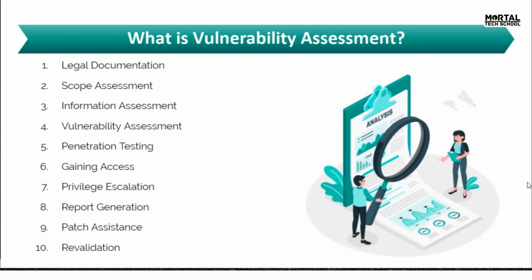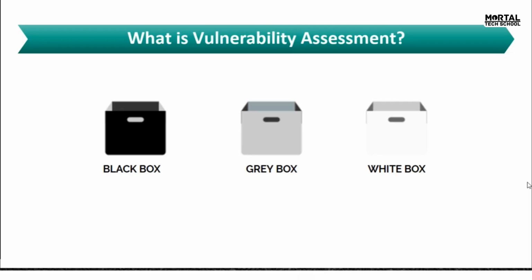The second last step is patch assistance, in which the VAPT or penetration tester is supposed to provide codes to patch the vulnerability. And the last step is revalidation, in which the tester has to provide validation of whether the patches have been applied properly or not. Now, what are the types of security testing?